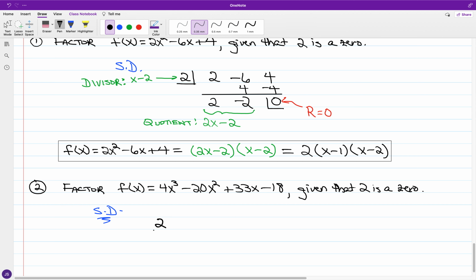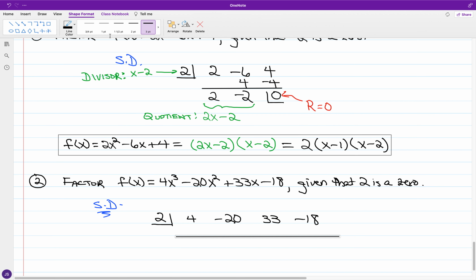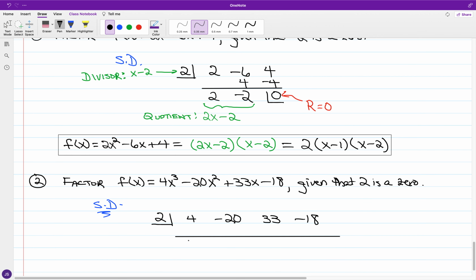So we line up the coefficients for the synthetic division process. The 4 is going to be brought down. Now 2 times 4 is 8. Negative 20 plus 8 is negative 12. And we have 2 times negative 12 is negative 24. 33 and negative 24 is going to be 9. And 2 times 9 is 18. Negative 18 plus 18 is 0.